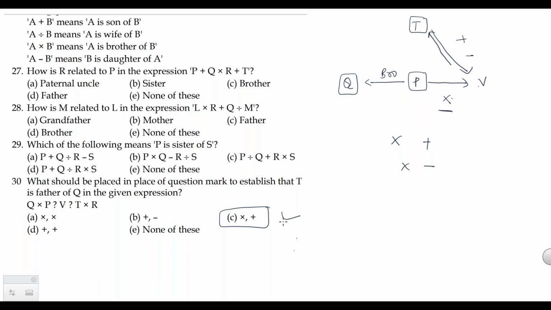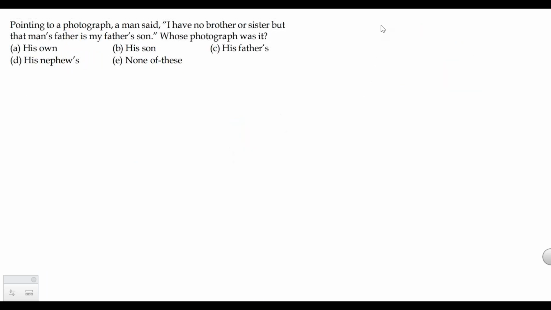Right. Now, when you see questions like this, when one person is talking about another person and explaining the relation, this is another type of relation question. Pointing to a photograph, a man said, right? Additionally, there are two persons. One man is talking about another person in the photograph. Let's say I am talking about a person in the photograph and explaining the relation between me and that person.